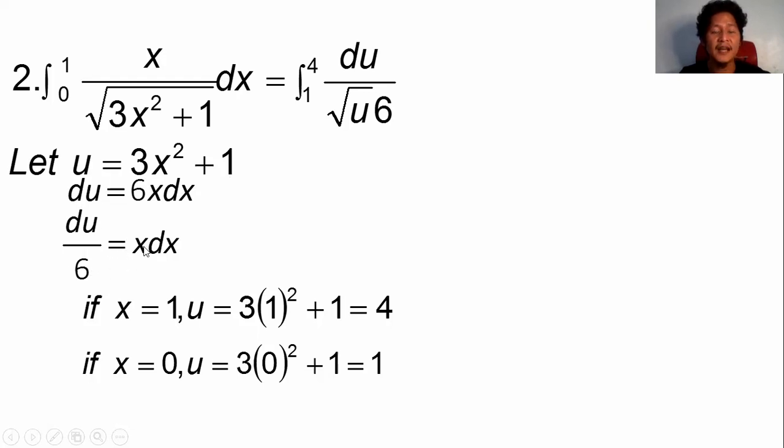So, naging ganito. Now, yung x dx, pinalitan ko lang ng du over 6. Kaya may du over 6 tayo dito. Okay, malinaw ba yun? Yes, sir. Okay, so parang itong x dx na to, ito na yung du over 6. Tapos, ito naman, yung 3x squared plus 1, yun na yung u. Diba? Malinaw ba? Opo, sir.